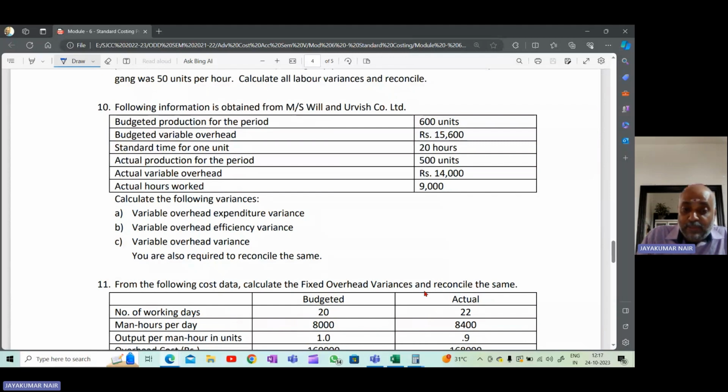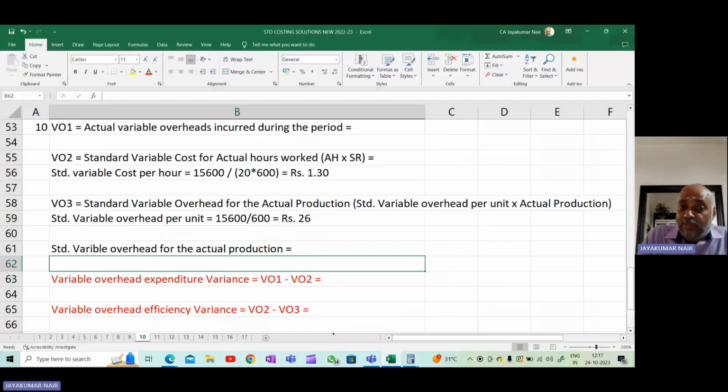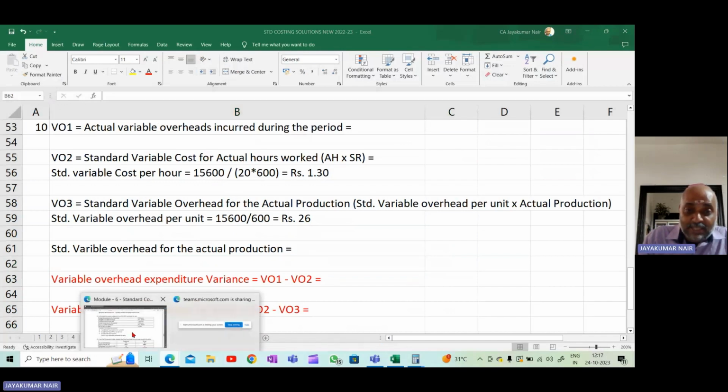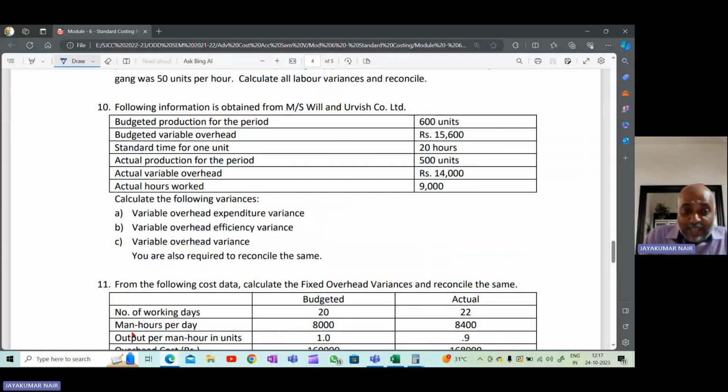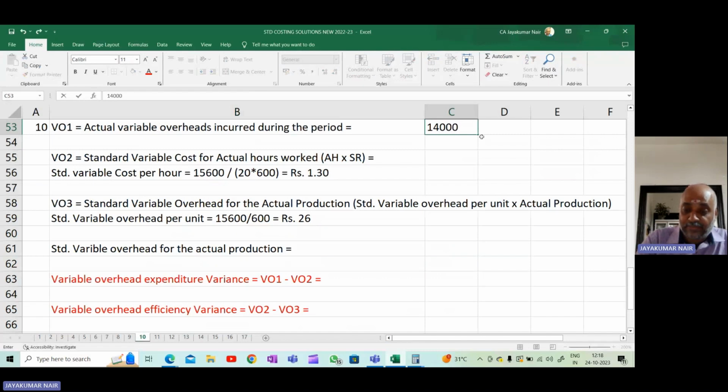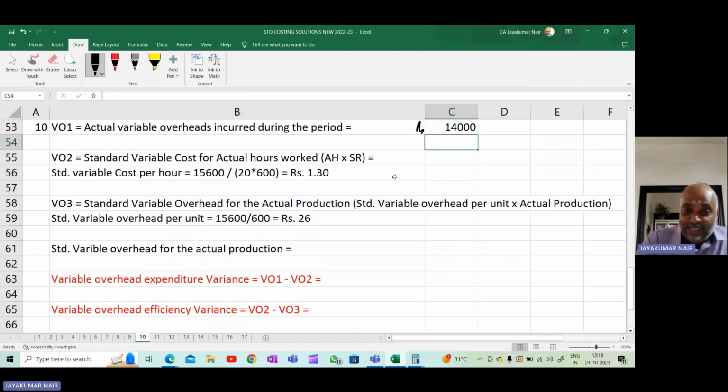To calculate the variable overhead variances, first we need to identify the actual variable overhead incurred during the period. That is normally given in the question, and we will name it VO1, variable overheads 1. So VO1 is the actual variable overheads incurred, which is 14,000. We will write here: variable overhead incurred during the period is rupees 14,000.